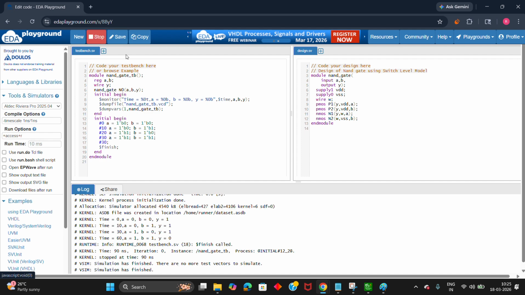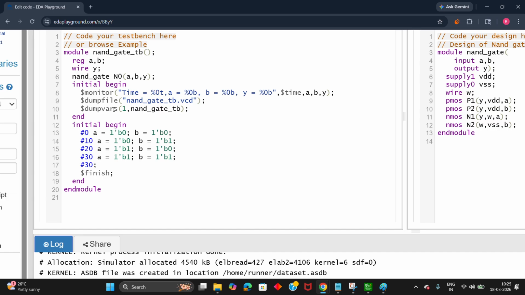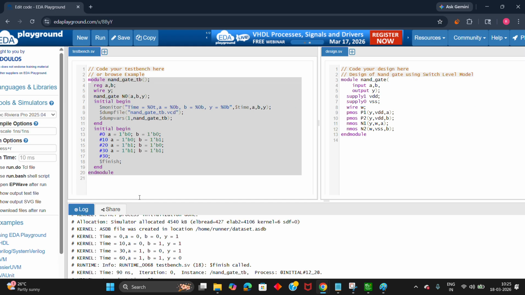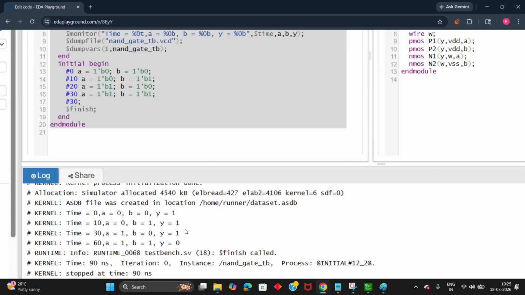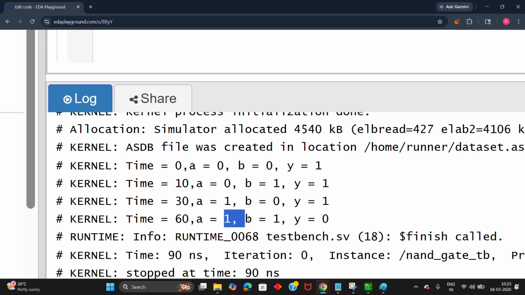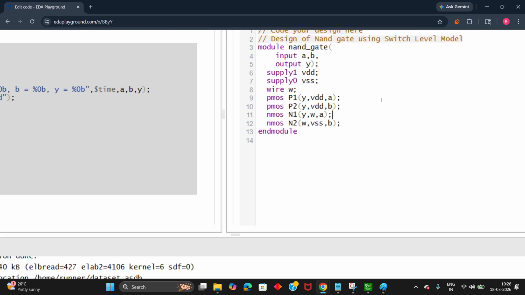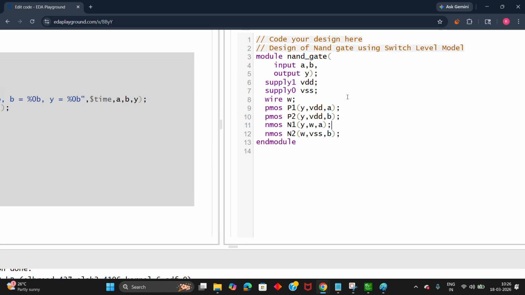If you want my TB explanation, you just watch the NAND gate using the gate level model video. In that, I have explained my TB, how I wrote it. Then you can understand how that particular gate is used. So you can see the output in the console. Whenever both the inputs are 1, we get the output as 0, right? For all other cases, we get the output as 1. So this is the operation of the NAND gate, right? So we have achieved the NAND gate operation using the switch level model in Verilog.